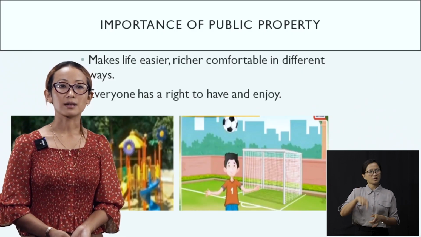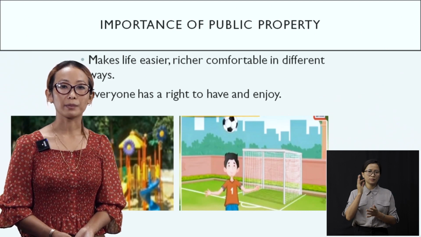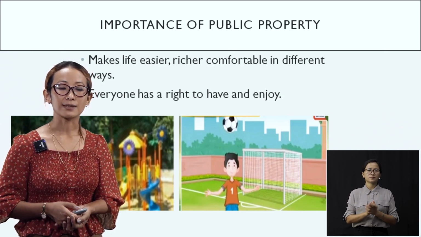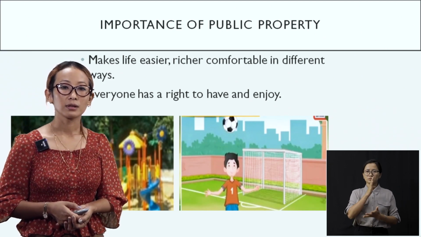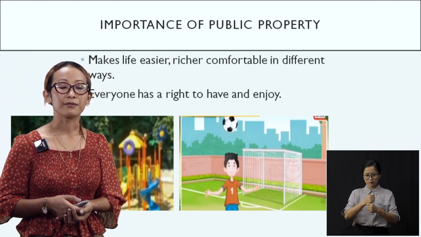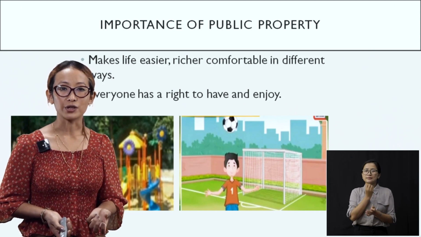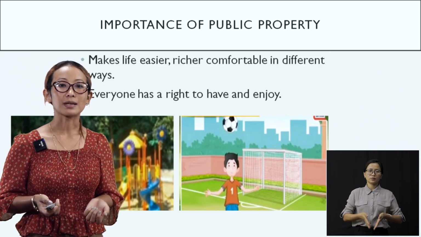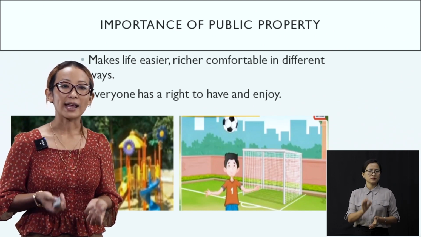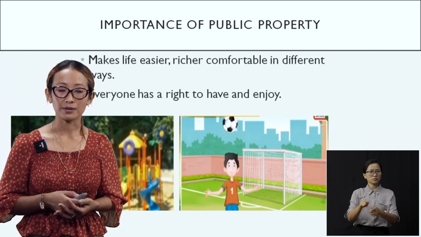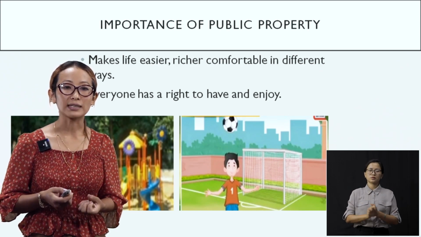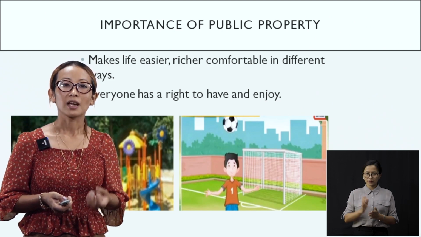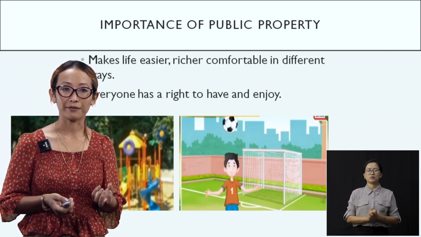Let us now discuss the importance of public property. So it is very important. Public property is very important because it makes our life very easy. It makes our life richer. It makes our life very comfortable in different ways. Suppose you would like to play football along with your friends, yes or no? In order to play football, you need a playground. But you don't have a playground.